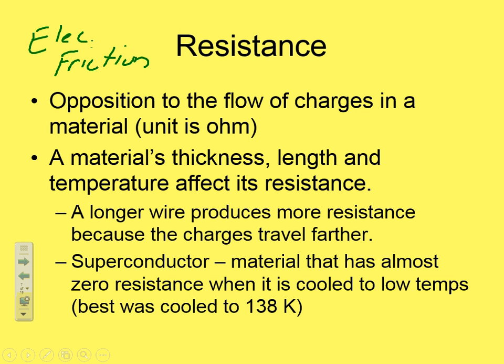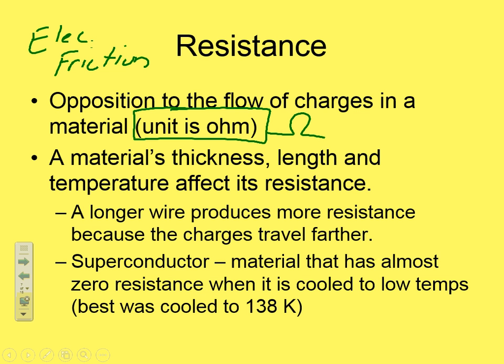Imagine you have charge trying to travel down a wire. That's just like traveling down a tube. Anytime you come in contact with the sides of the tube, it's going to slow you down. That is resistance. So resistance is electrical friction. The unit for electrical resistance is an ohm. It's abbreviated with an upside-down horseshoe, a little bit. A material can change the resistance. Its thickness, its length, its temperature, all can affect resistance.